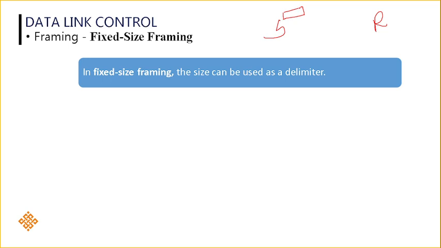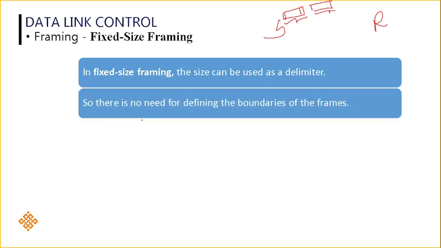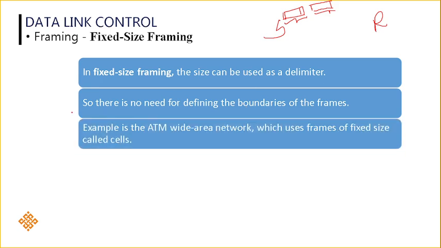For example, if the first bit is started, once the 10 bits are completed, then the first frame is completed. Then it is the indication that the second frame is started. Then again, bit 1 to bit 10, the protocol will just count all the bits. Once the 10 bits are completed, the second frame is completed. Like that, the size itself indicates the starting and ending of the frame. So there is no need for defining the boundaries because the size itself is the boundary. Normally fixed size frames are used in ATM networks.